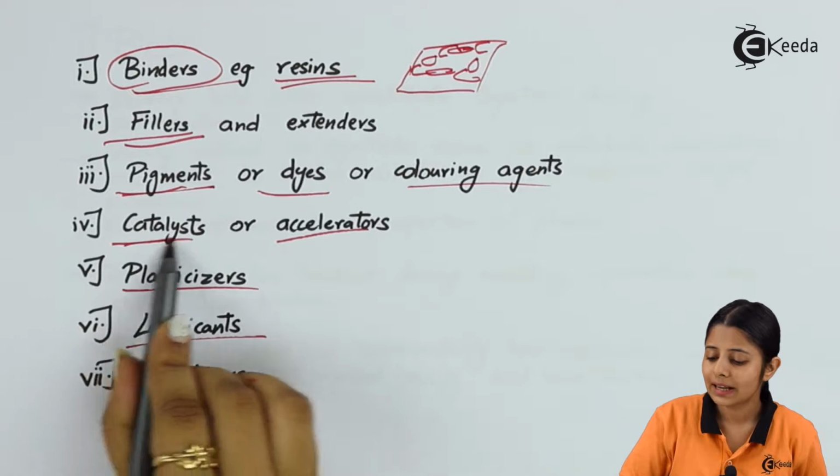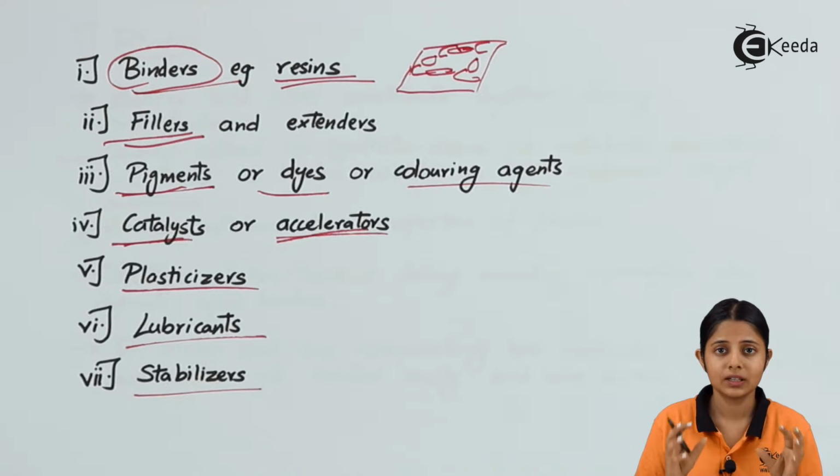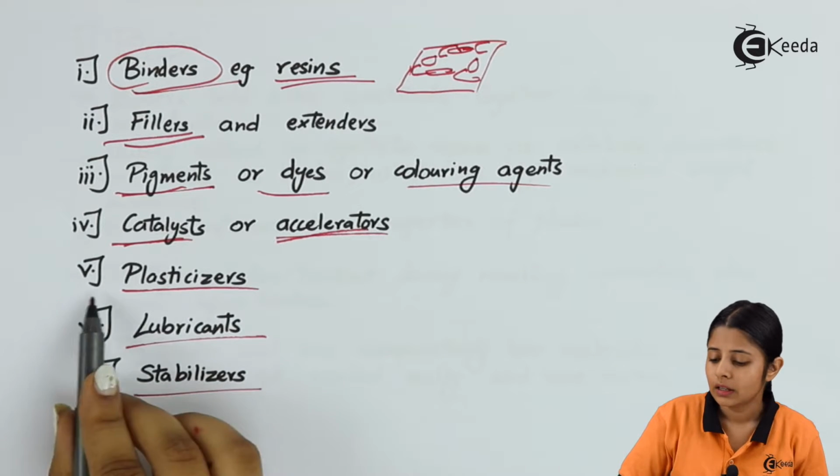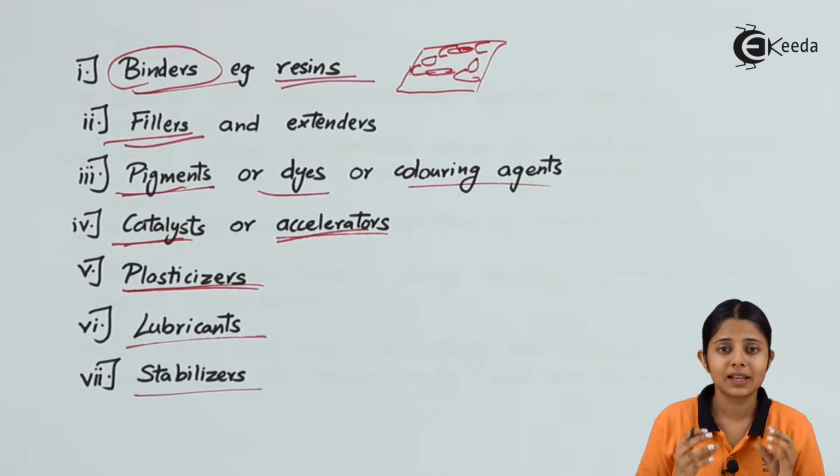The fourth one is catalysts or accelerators. The catalysts or accelerators are present in the plastics or are compounded in the plastics to enhance the physical and the chemical properties of the plastics. Next are plasticizers. Plasticizers are the substances which will give the plasticity property to the plastic. We will see the plasticity property of plastics in detail when we discuss plasticizers.